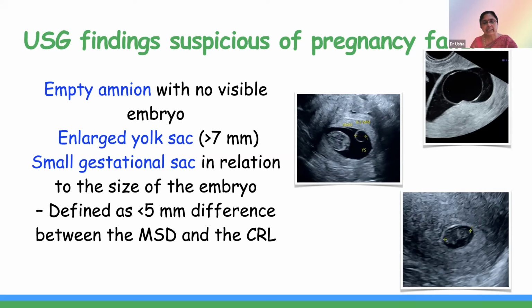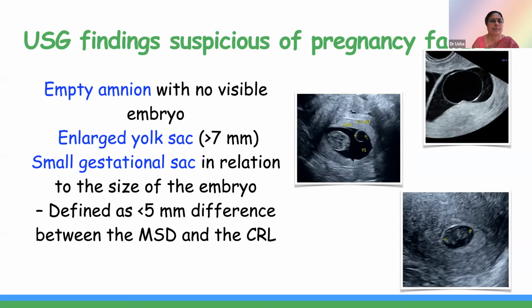So you see an amnion, but still you are not seeing a fetal pole. That means the fetal pole has not appeared. So that is again a suspicious finding. We know that the maximum normal diameter of the yolk sac is about 6 mm. So if it is more, see here, you can see this is 8.3 mm. So straight away, you can't call it a pregnancy failure. These pregnancies need to be followed up.